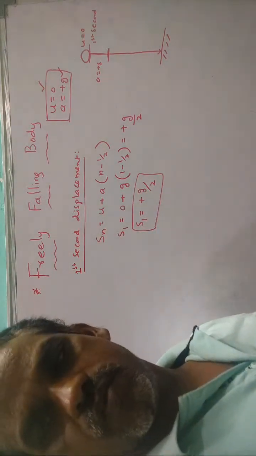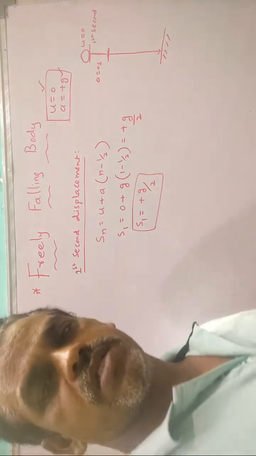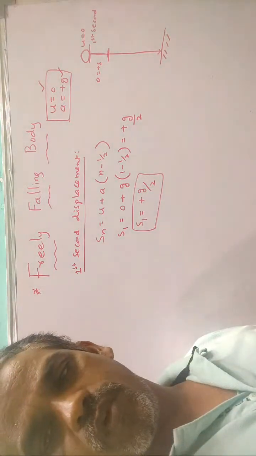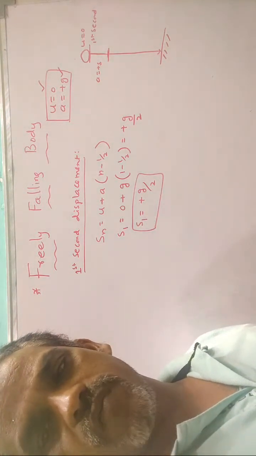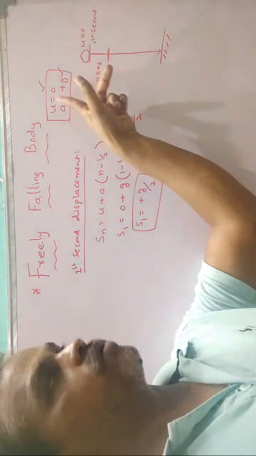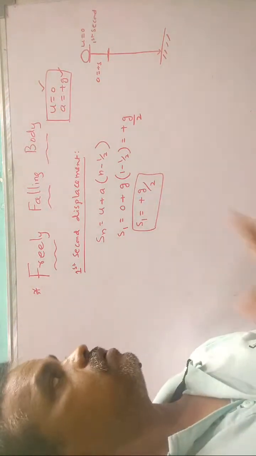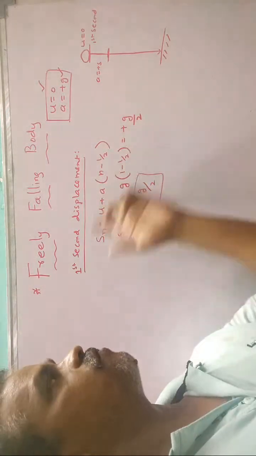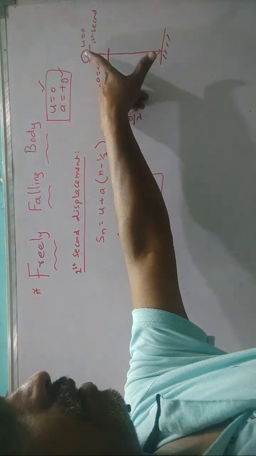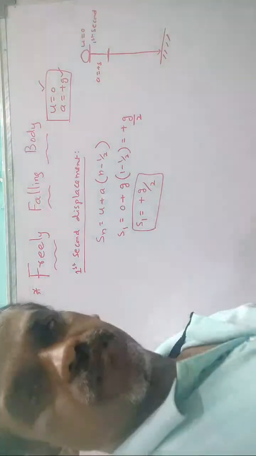Have you understood this one? Have you understood up to this freely falling body? Have you understood what are the conditions for freely falling body? u equal to 0, a equal to plus g. See, I am calculating now the first second displacement. In first second after dropping, how much displacement is covered in the first second only.